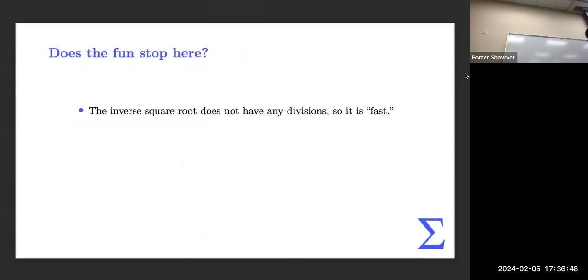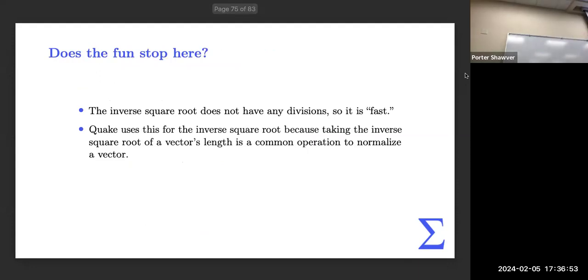Okay, cool. Yeah, there's no divisions in the inverse square root, so it's fast. Quake uses this for the inverse square root, and the reason is, I've never actually played Quake, I don't know if anybody has, but Quake is an arena shooter, right? Yeah. Okay. But either way, when you're doing 3D graphics, a really common operation is normalizing a vector.